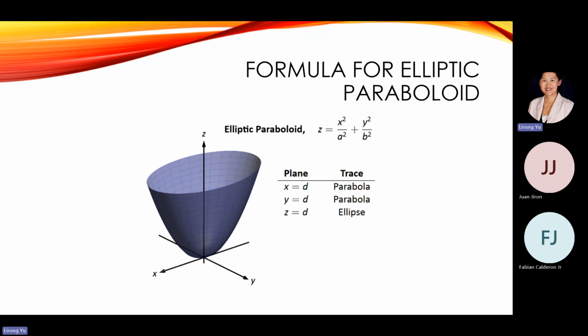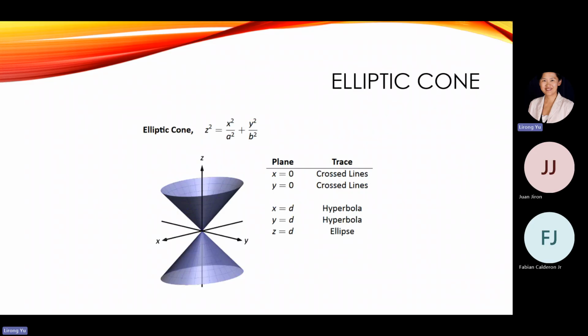But what if you have z squared there? In that case, z can be negative or positive. So the image of this is called elliptical, because z squared equal to x squared over a number plus y squared over another number. In this case, z can be positive or negative. You see an upside down cone there.